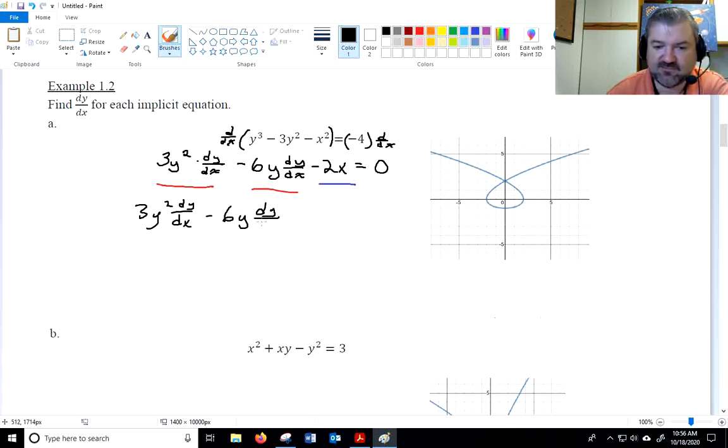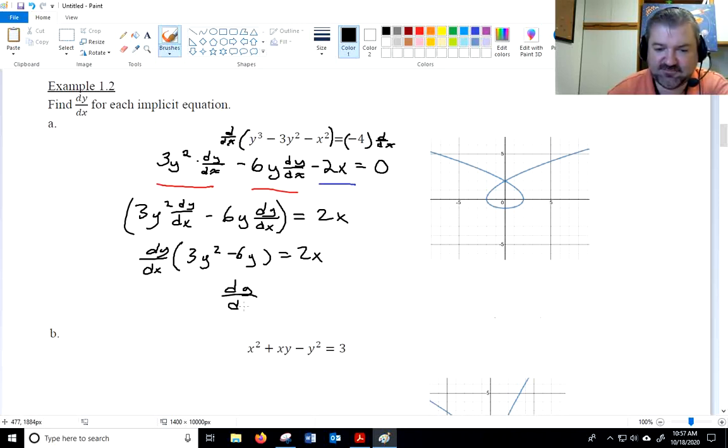So I'm going to simply leave those 2 on that side and I'll add 2x to both sides, giving me that. I'll now factor out a dy dx from this grouping here. When I factor that out, I end up with 3y squared minus 6y is equal to 2x. Now I'll divide both sides by this. So when I divide both sides, I get dy dx alone, and I'm left with 2x over 3y squared minus 6y.